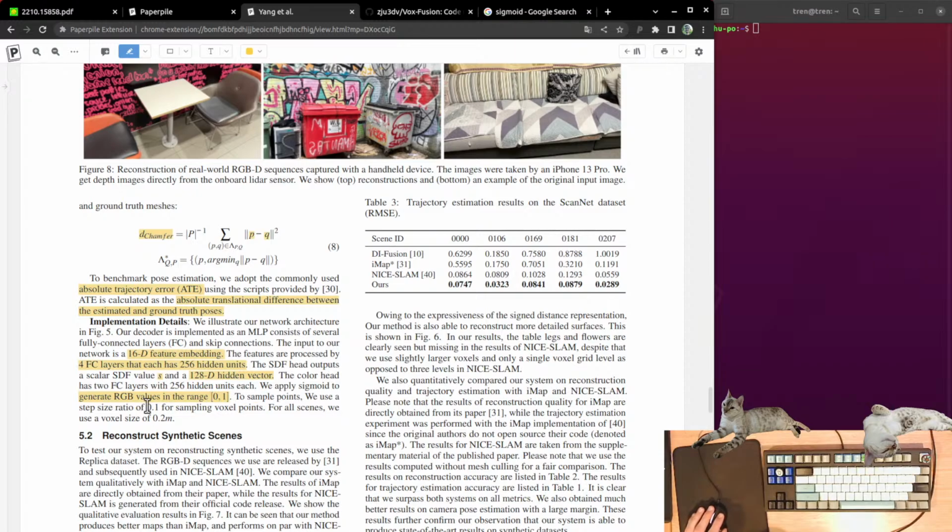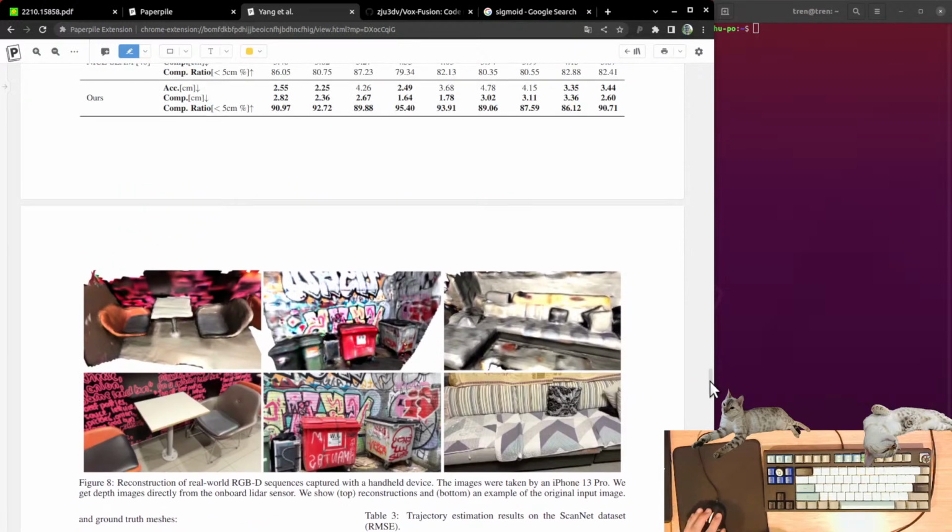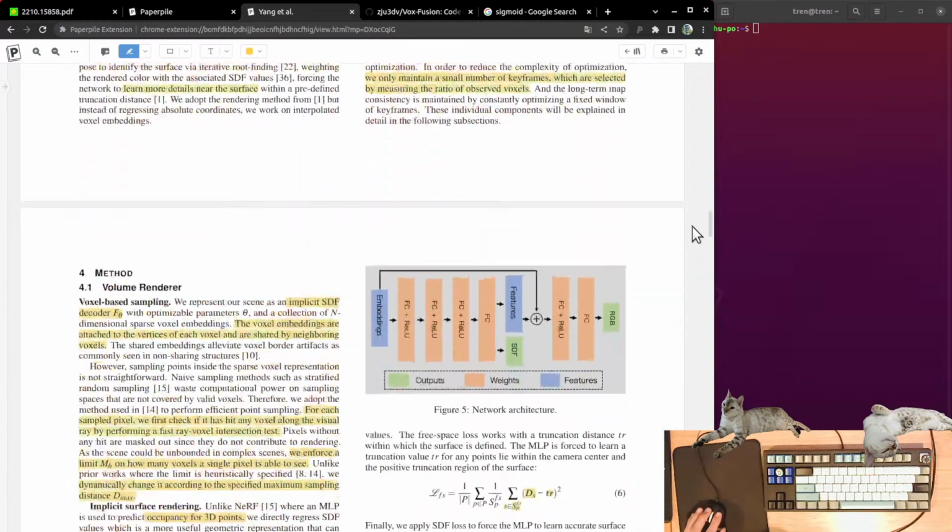Sample points, we use a step size ratio of 0.1 for sampling voxel points. And then they pick this voxel size of 0.2 meters. Let's actually go to that figure. This is their network architecture.